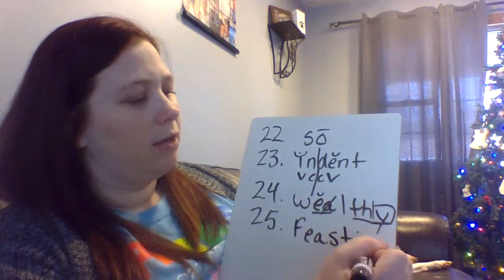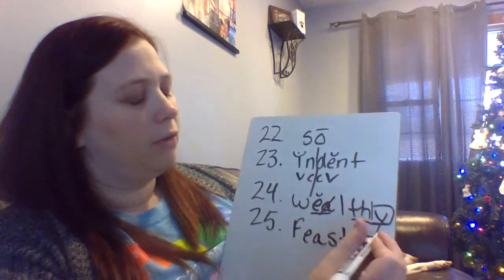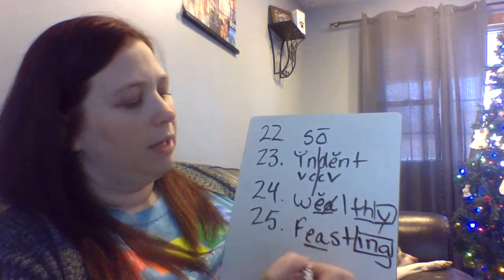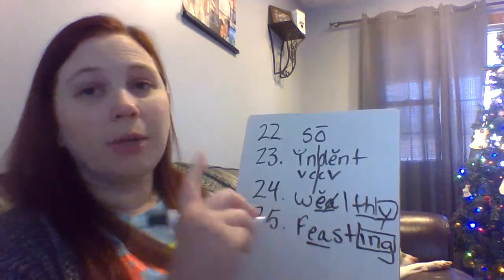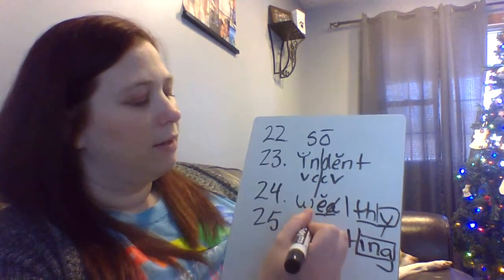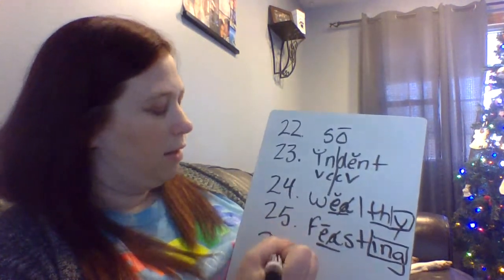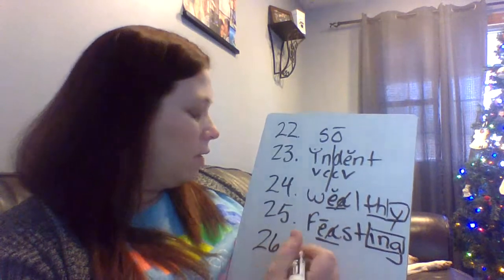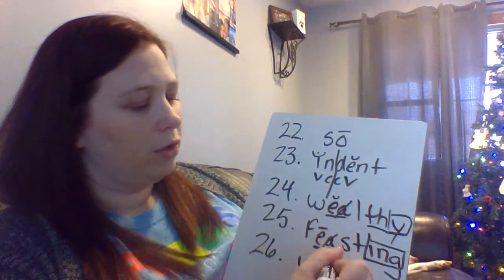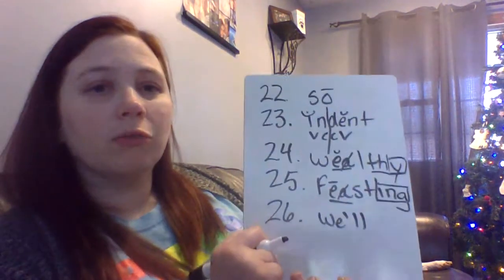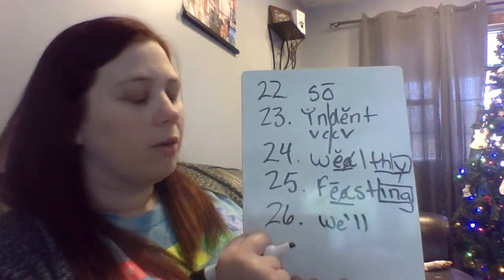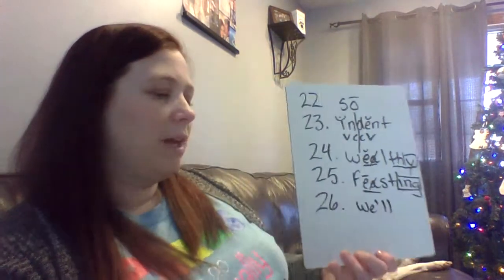Here we have our ing suffix. We're going to box that off. Here we have our EA digraph again. And this time we hear feasting. So our E gets a macron and we're going to cross off the A. And 26, we'll. That's a contraction and we don't do any coding on a contraction. We just leave it like that. All right, go ahead and draw the line over to the picture that matches.